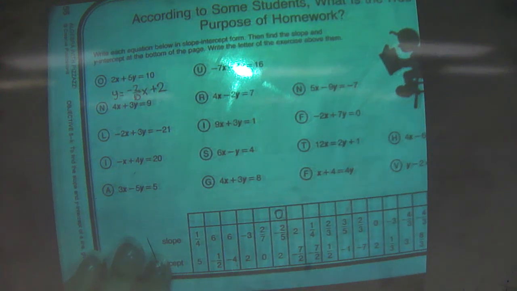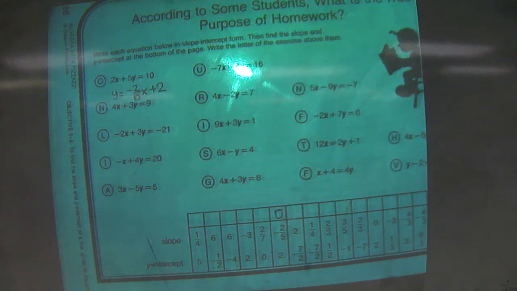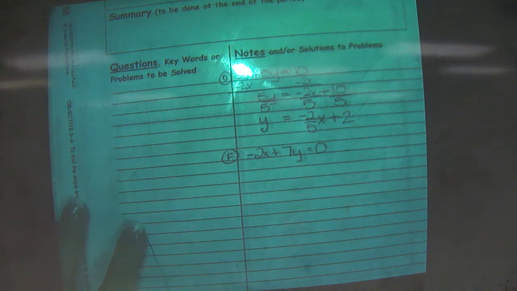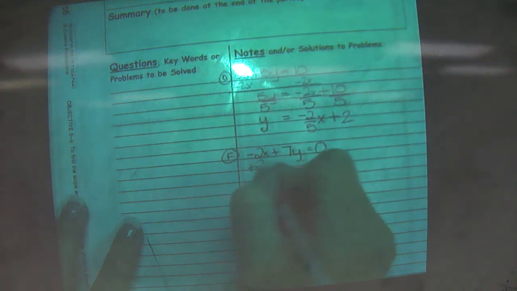How about F? Let's look at F. So that was O. Let's look at letter F. Negative 2x plus 7y equals 0. Sometimes the zeros throw us for a loop. What do we have to do first? Get the y's on one side by doing what? Positive 2x. So add 2x to both sides.